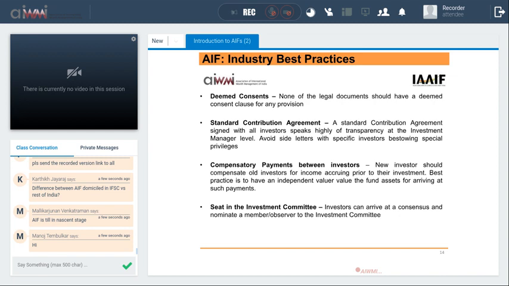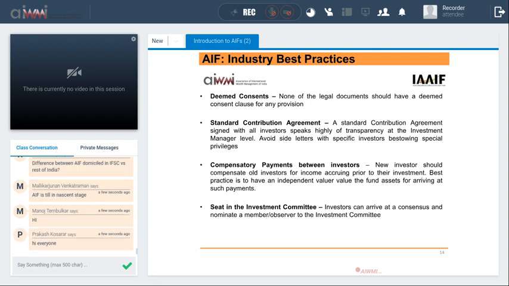There can be compensatory payments between investors, given that I talked about deployment period for an AIF can be quite long. So somebody can invest in year 1, somebody else can invest in year 3. And there has to be a mechanism to ensure that the year three investor is participating only in income post their investment. Some AIFs even offer investment committee seats to investors.